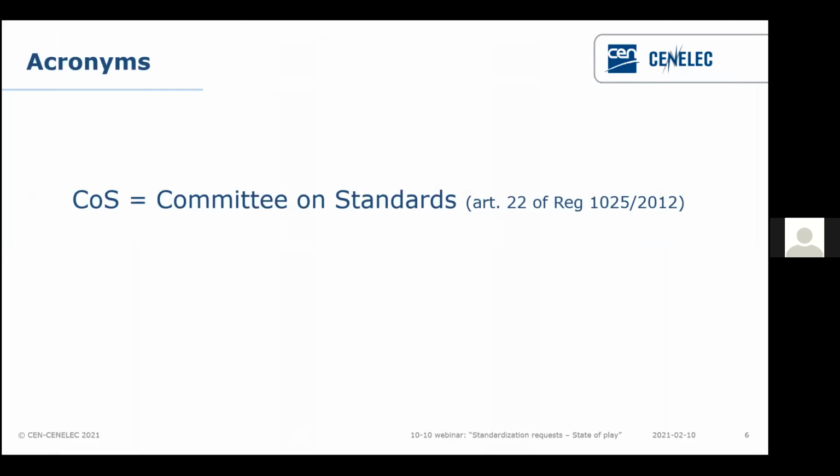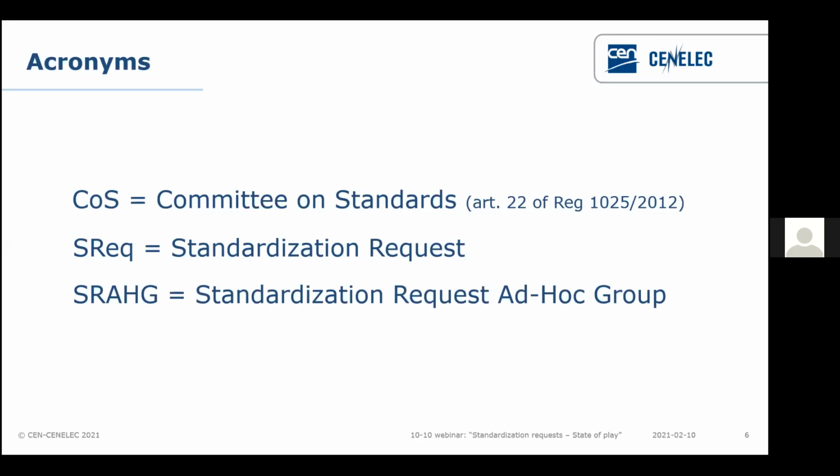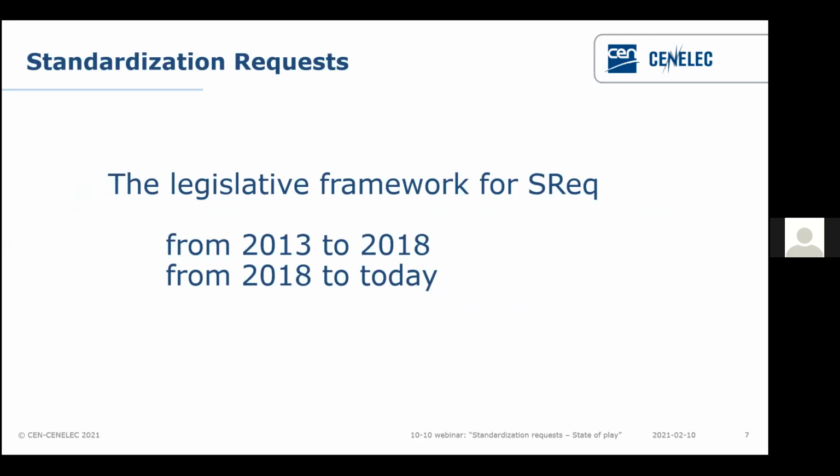So some acronyms. I will refer to COS as the Committee of Standards, which is the committee created by Article 22 of Regulation 1025, where the member states are the members of the committee and the SEN and SENELEC participate as observers. Then SREC will be standardization request, and SRAG is the ad hoc group that SEN-SENELEC create every time there is the proposal for a new standardization request. So please do not mix these terms.